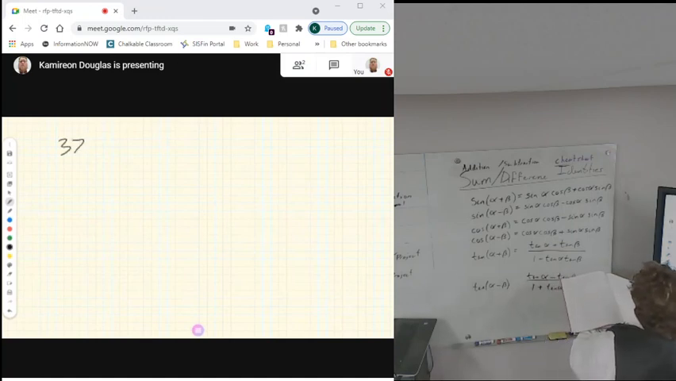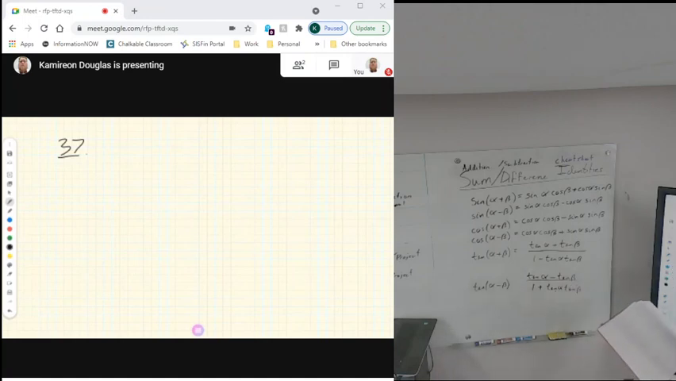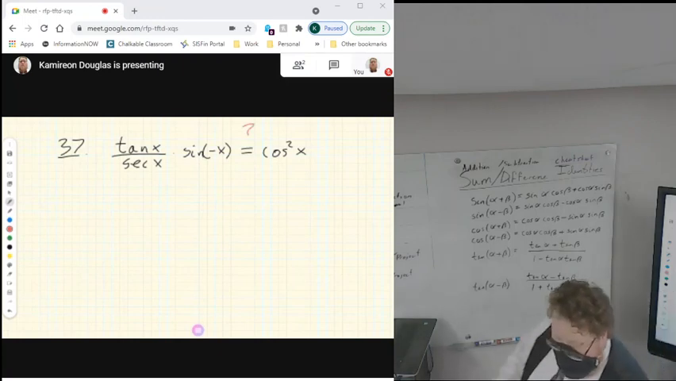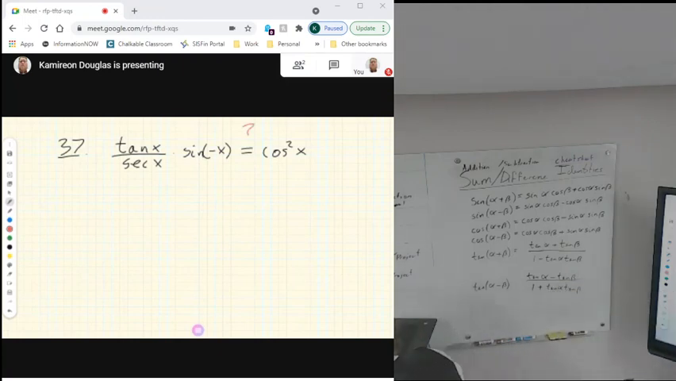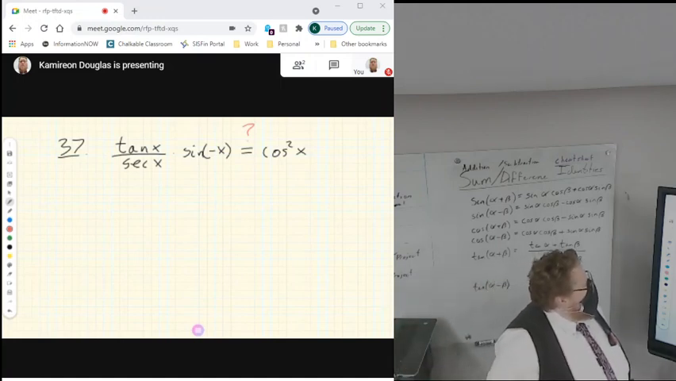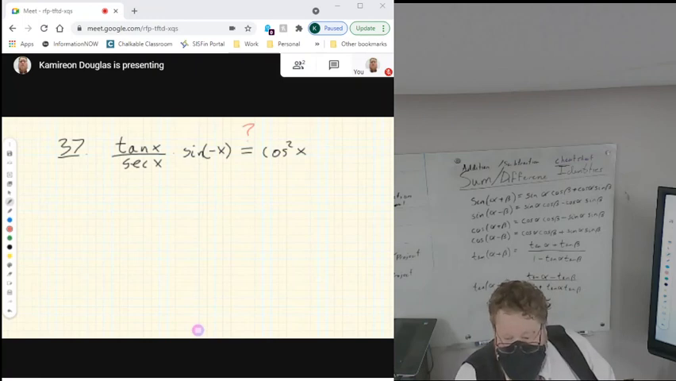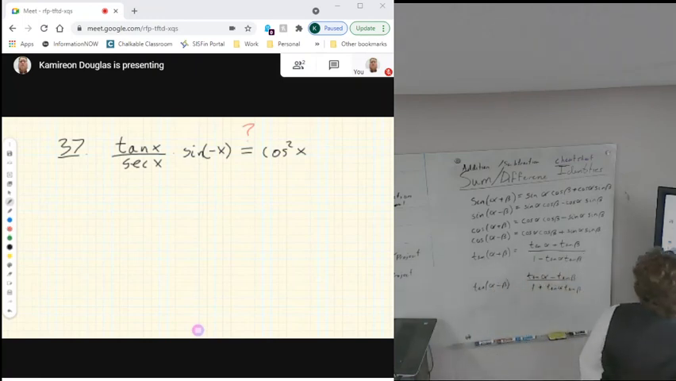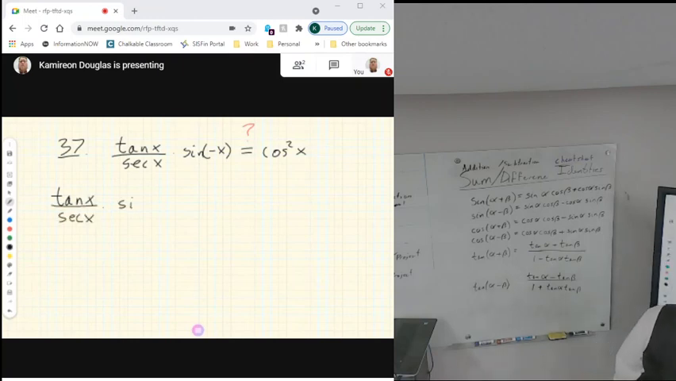37, yes. I already did 36, so tangent of x over secant of x times sine of negative x equals cosine squared of x. I want to prove or disprove. Is this true or false? Suggestions. I think the negative of the sine. So you're asking me to use the left-hand side first? Sure. There we go. Tangent of x over secant of x times sine of negative x.